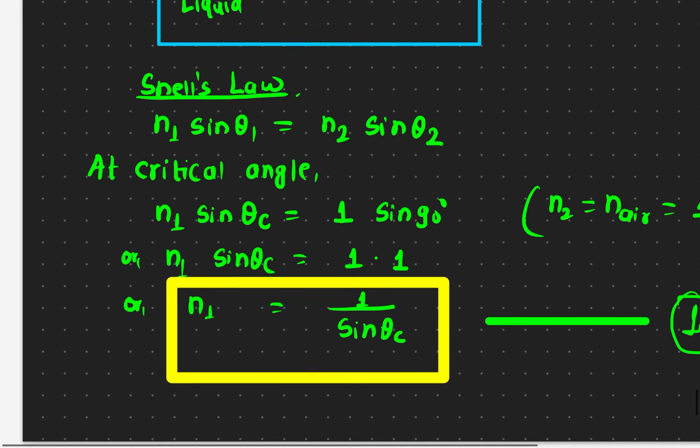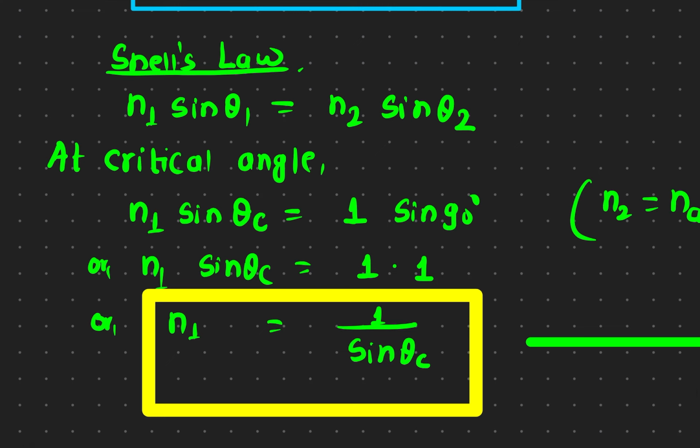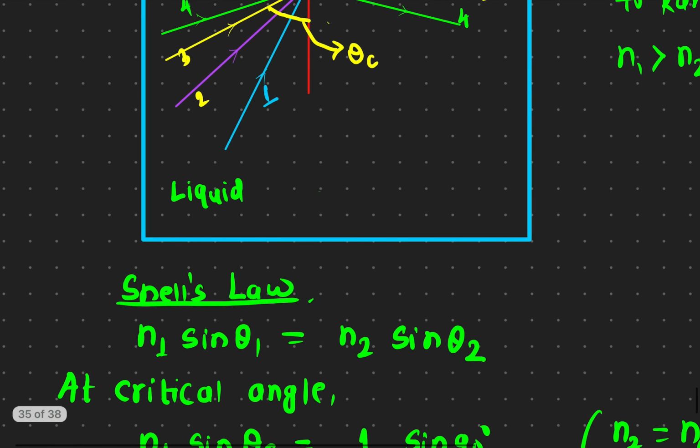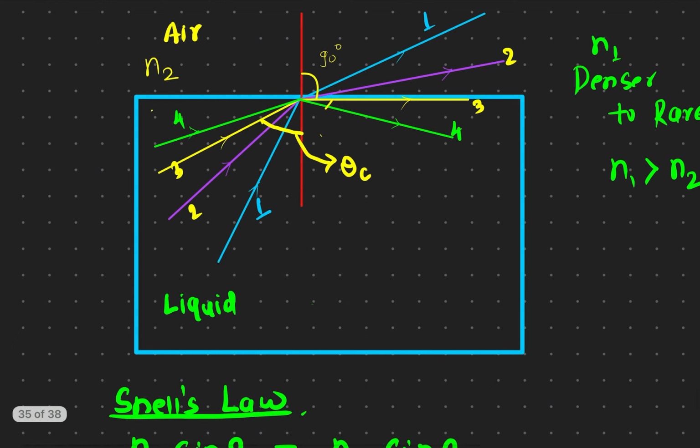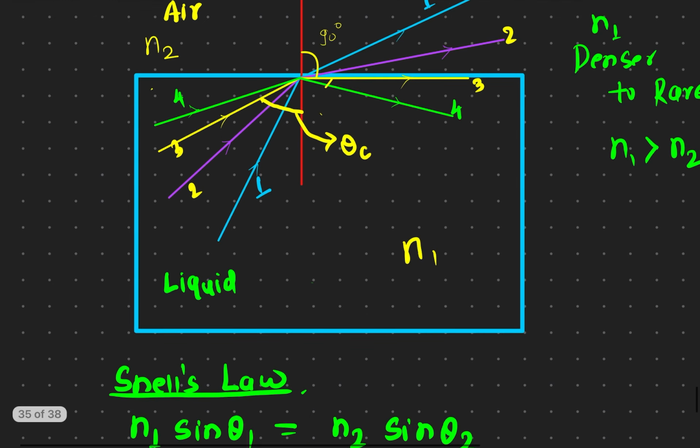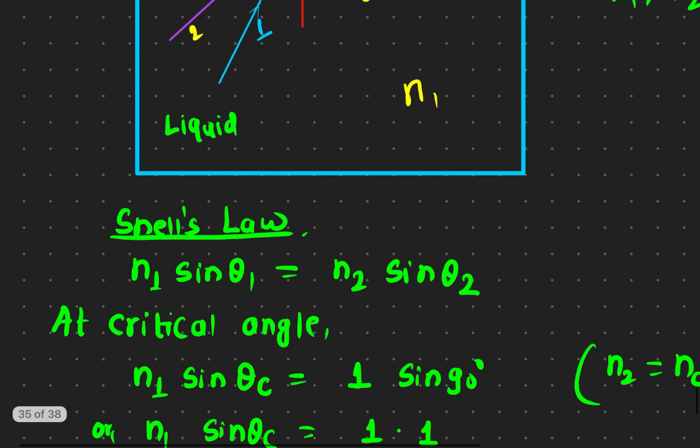So we're starting with Snell's law. Snell's law is n1 sine theta 1 equals n2 sine theta 2. That means n1 is the refractive index of this medium. Let me write down n1. And theta 1 is this angle of incidence, and this is the angle of refraction. n2 is the refractive index of the other medium.